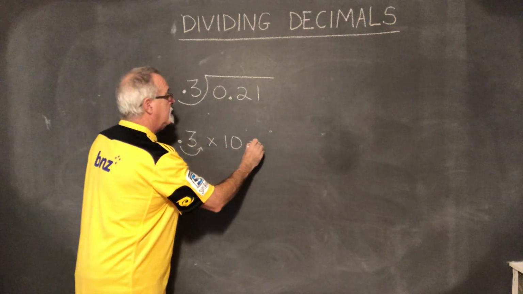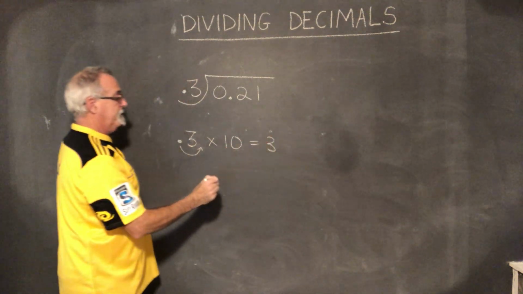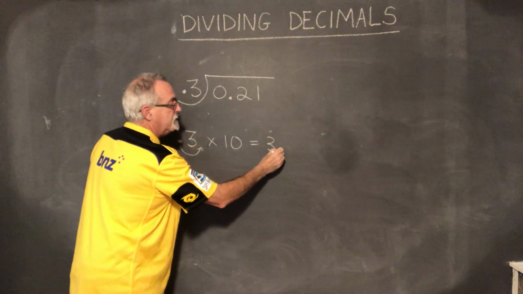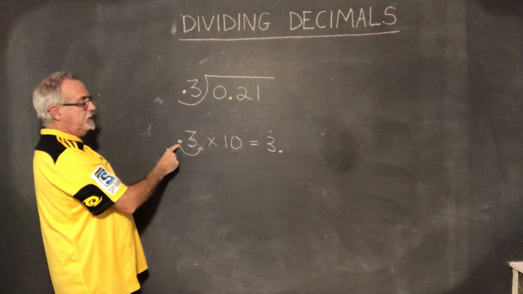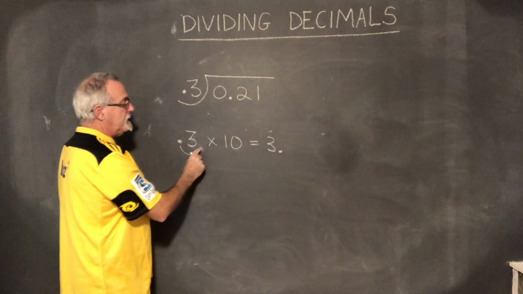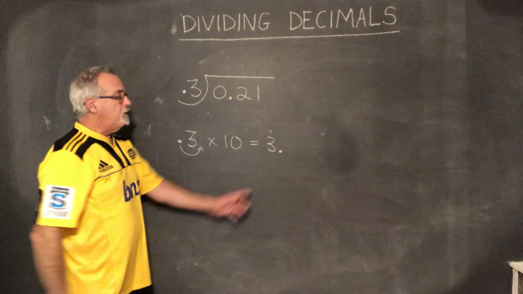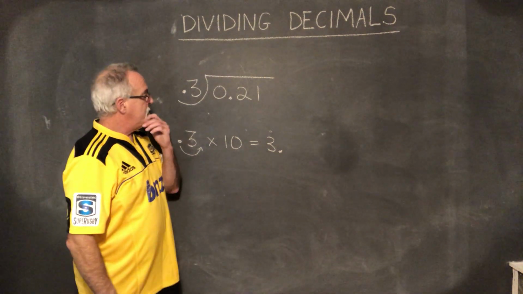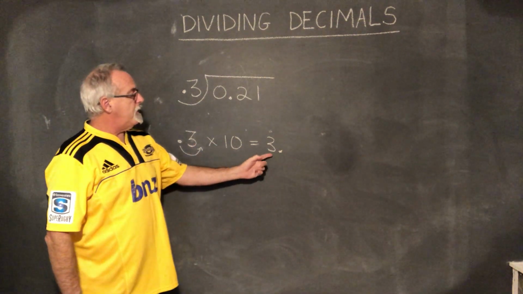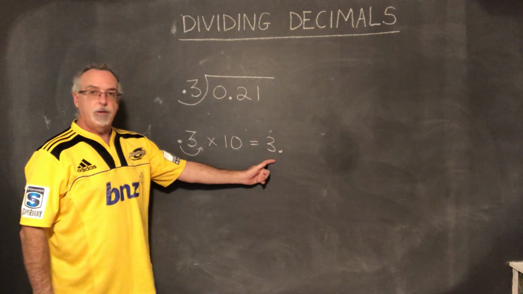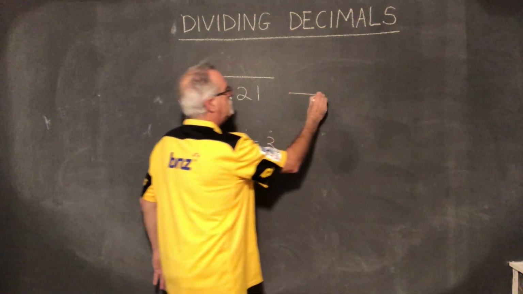0.3 times 10 is equal to 3. And of course, I could put a decimal there. See, the decimal is to the left of the 3, but because I multiplied by 10, it jumped over here, and now it's to the right of the 3, where I don't really have to write it. Therefore, I can turn 0.3 into a 3 if I want. And I do want to.